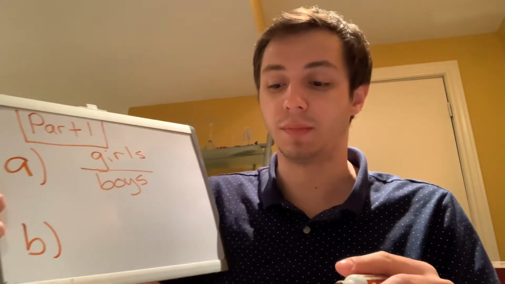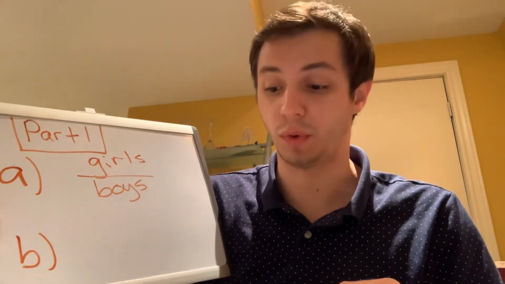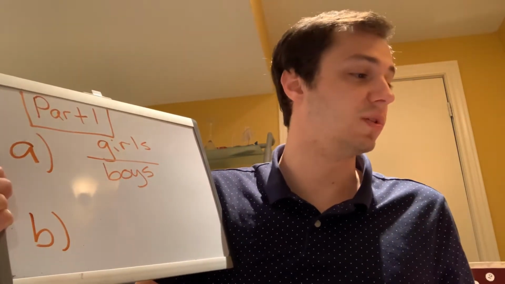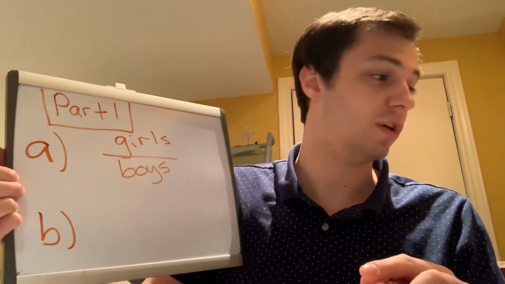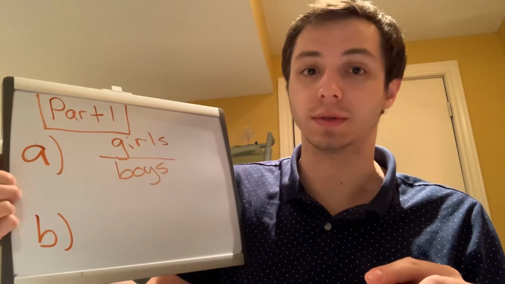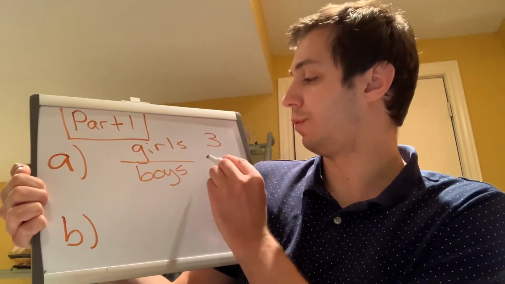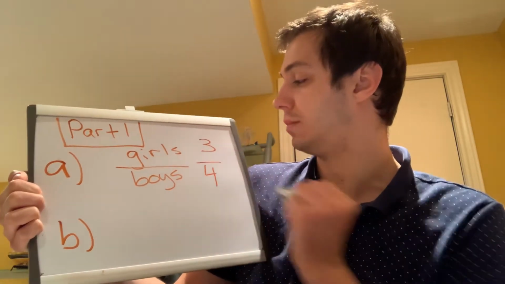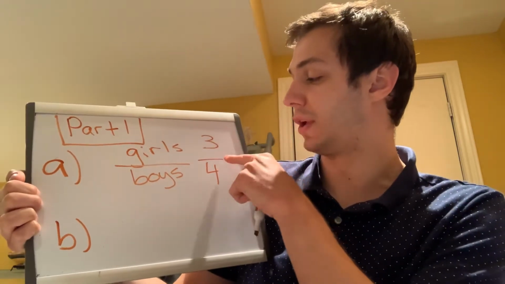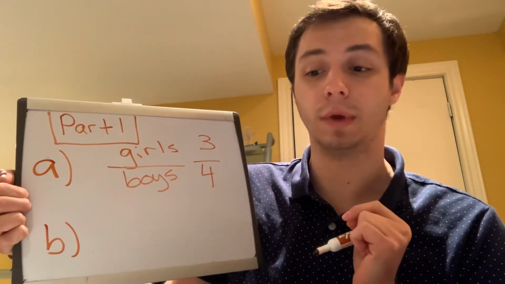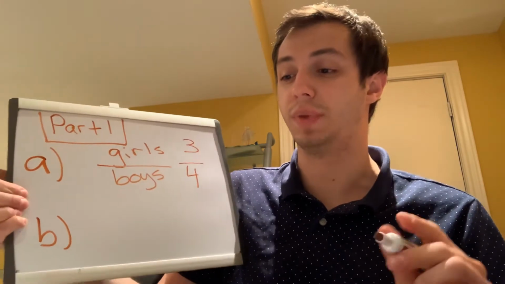Now we'll write the numbers for girls and the numbers for boys. If we look, it tells us that there were 3 girls for every 4 boys, right? So for every 3 girls, there were 4 boys. So we write the fraction 3 over 4. So let's look at part B.